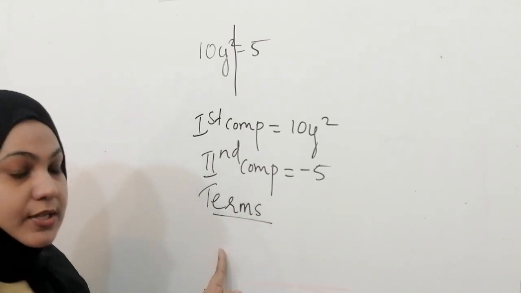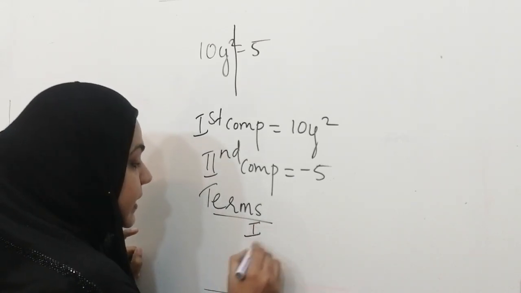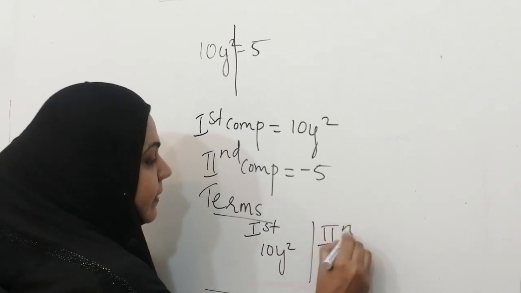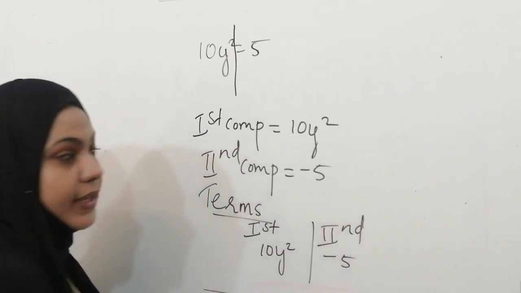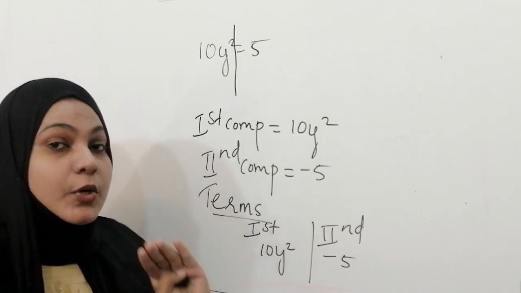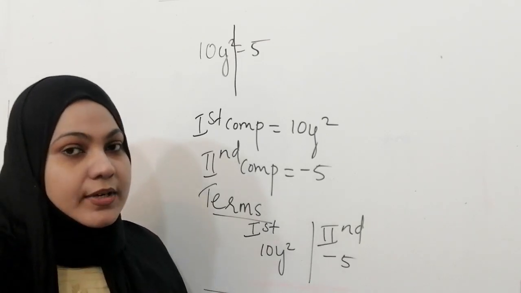I hope you understood. So what are the terms here? The first term is 10y square and the second term is minus 5. Here you can compare our algebraic expression to a train. That way you can understand the meaning of a term.